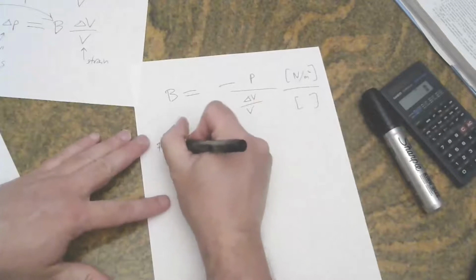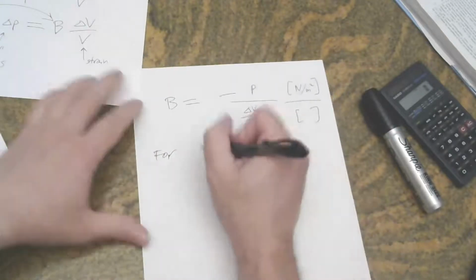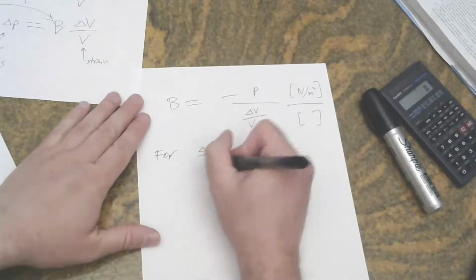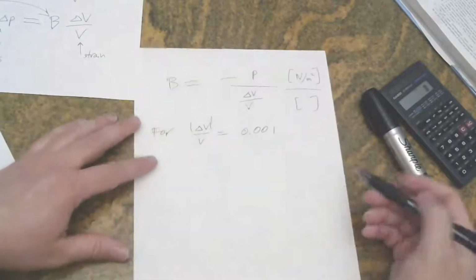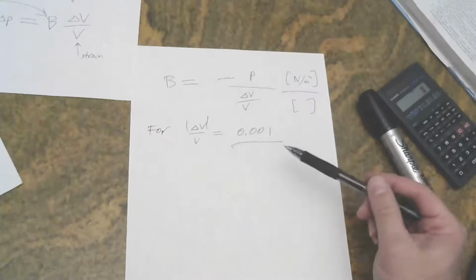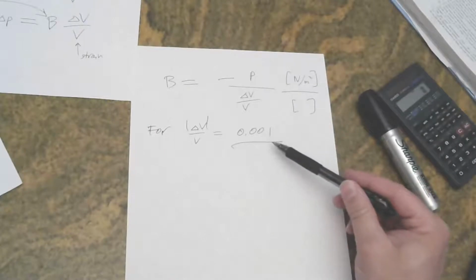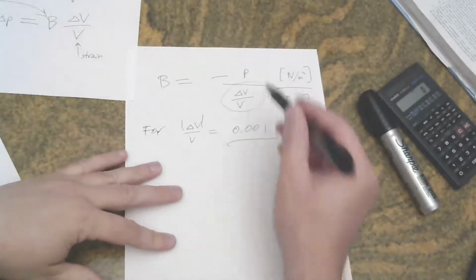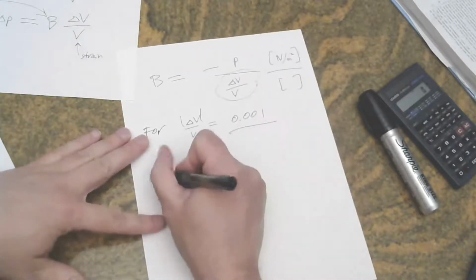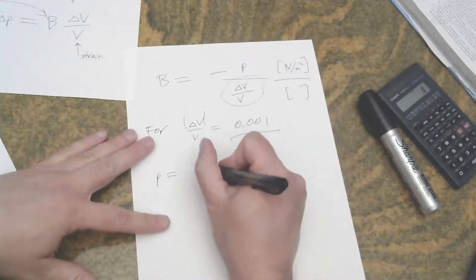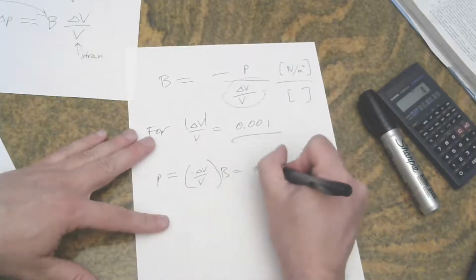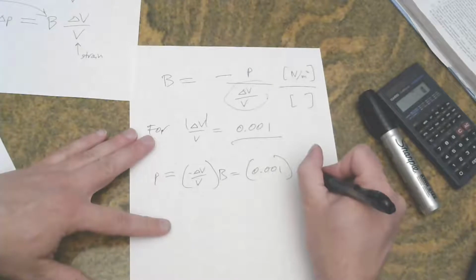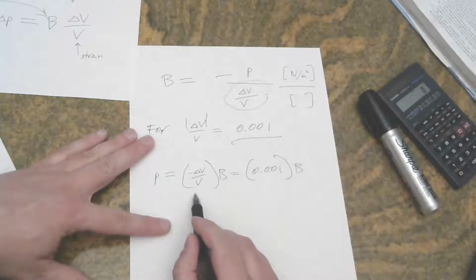Now, if you're talking about a strain of 1,000th, I'll go with the absolute value, 0.001. If you'd like to decrease the volume by 1 part per thousand, let me plug that in here and then solve for P. The pressure required would be negative delta V over V times the bulk modulus, which is 0.001 times the bulk modulus, because I'm imagining a fractional change of 1 part per thousand.